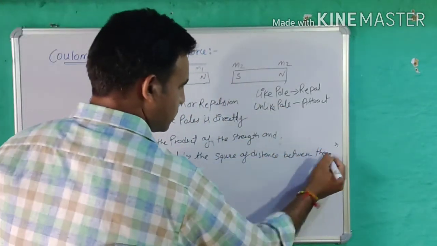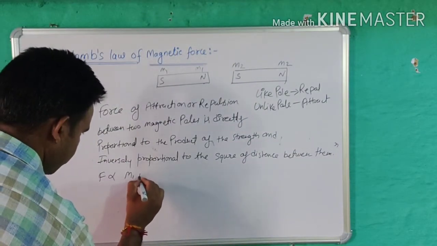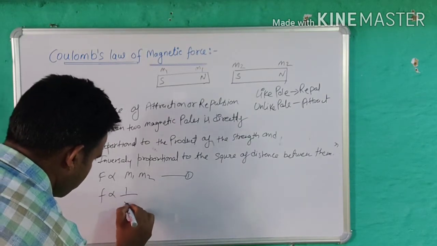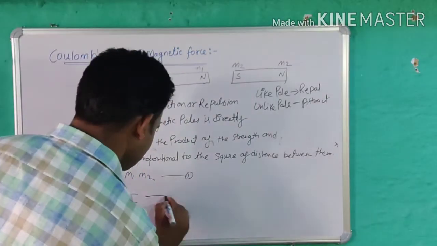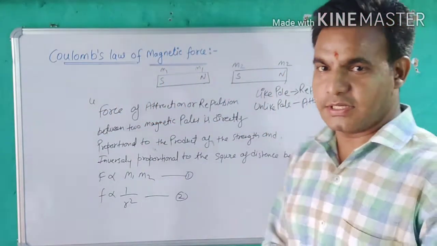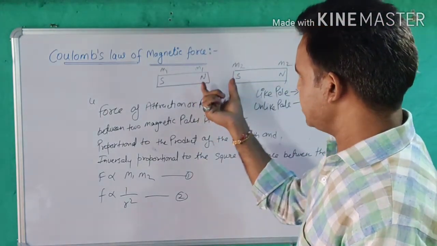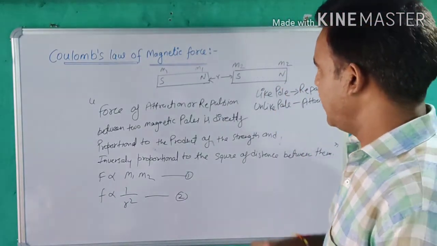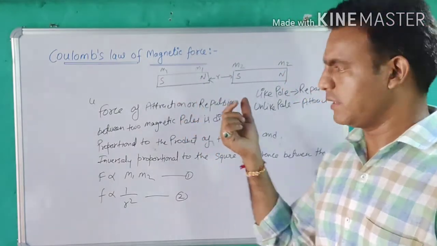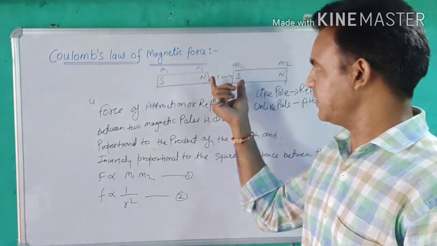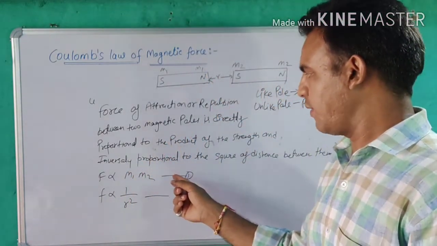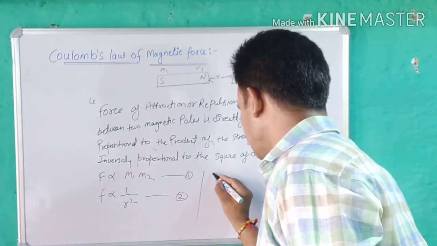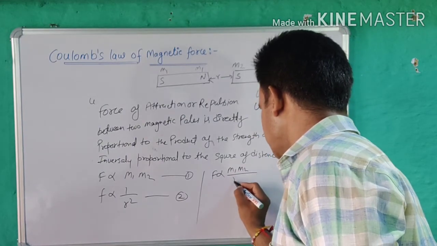So in mathematics, F is directly proportional to the product of the pole strengths, equation 1, and inversely proportional to 1 upon the square of the distance between them, equation 2. We placed two magnets separated by R, with pole strengths M1 and M2. The force acting between the two magnetic poles is F proportional to M1 M2, and F inversely proportional to 1 upon R square. Combining the two equations, we get F proportional to M1 M2 upon R square.